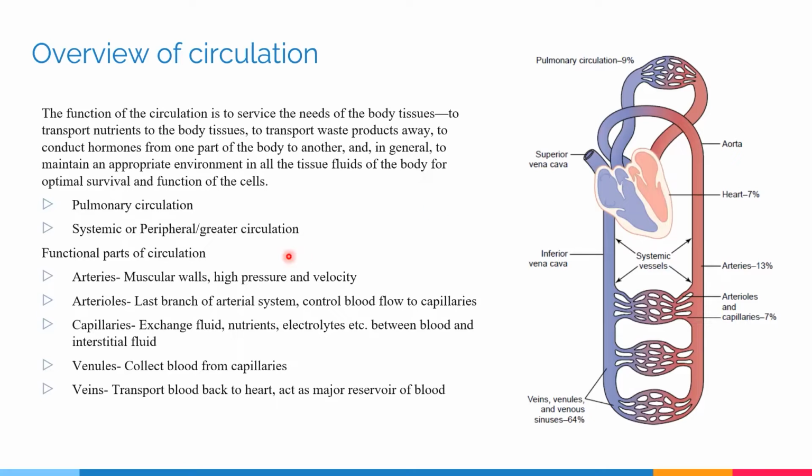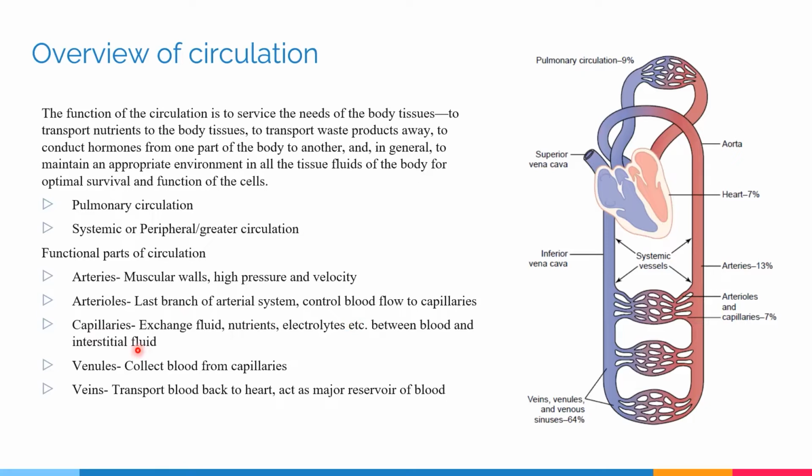Next, we move on to the functional parts of circulation, or essentially what essential parts are required for circulation to happen. The first and foremost are the arteries, which are very muscular, and carry blood at high pressure and velocity, and these mostly carry the oxygenated blood that is going away from the heart. Next, we come to the arterioles. Arterioles are the last branch of the arterial system. So after the major arteries such as the aorta take the oxygenated blood directly from the heart, they bifurcate into smaller and smaller parts till they reach the tissue level. These smaller branches are known as the arterioles and are the last branch of the arterial system, and these control blood flow into the capillaries.